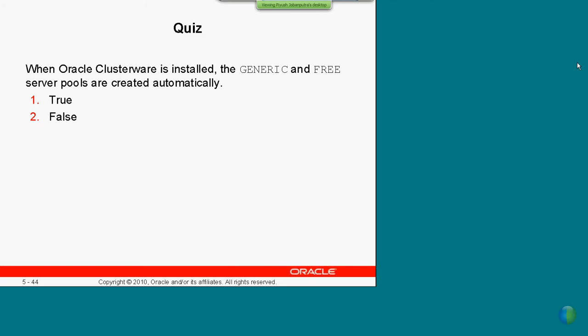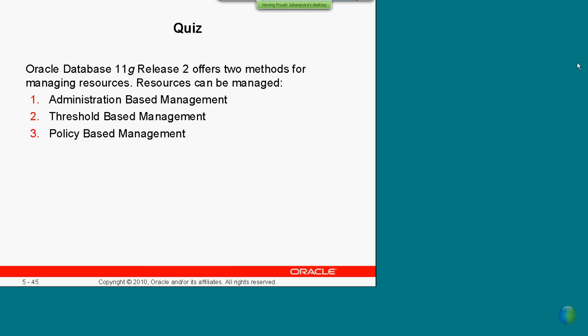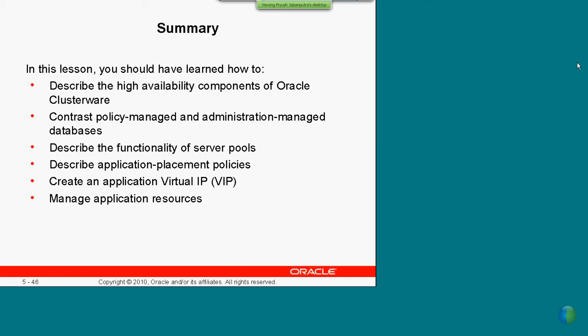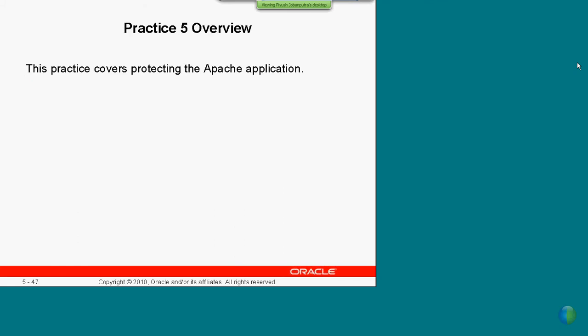When Oracle Clusterware is installed, the Generic and Free server pools are created automatically. Generic is there for backward compatibility, and even in an upgrade, everything is put into Generic. Resource management has two methods: administrator-based resource management and policy-based management. There is nothing called threshold management. So that's chapter 5.